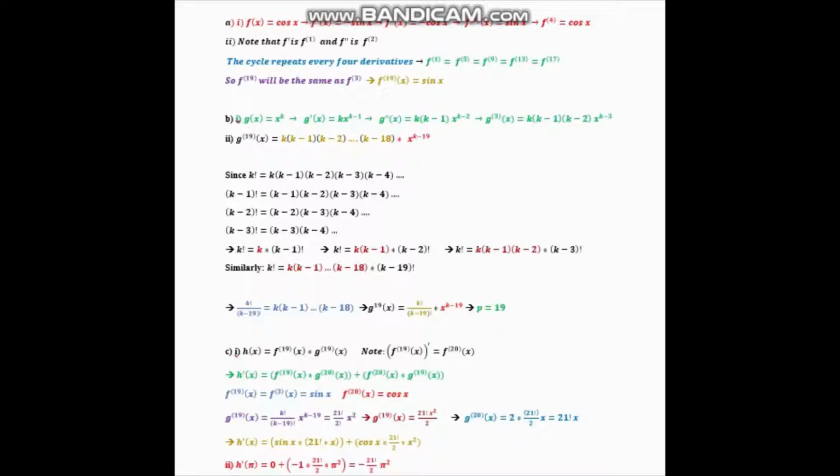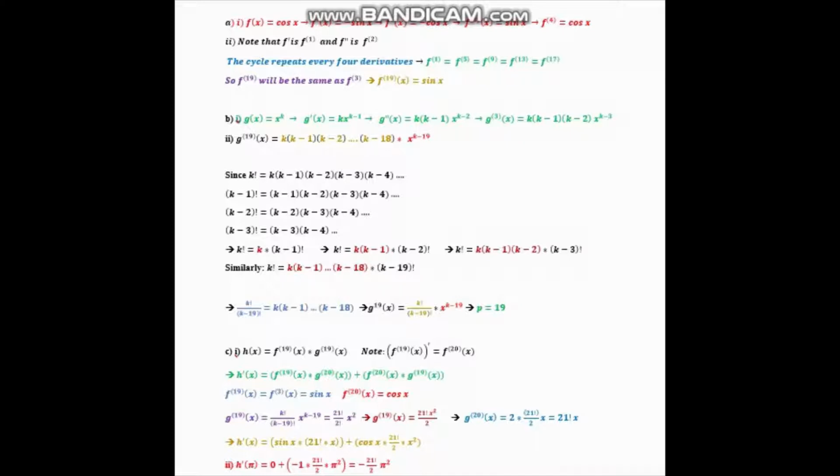So g of x equals x power k. I'm going to differentiate that. This gives me k x to the power of k minus 1. Next, I'm going to multiply the old power by the constant, and this gives me k times k minus 1, and I'm going to reduce the power by 1.